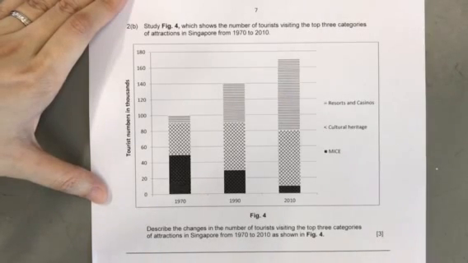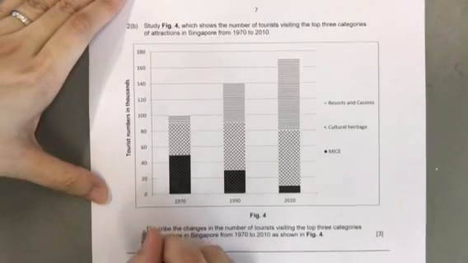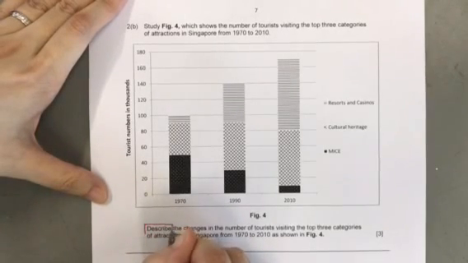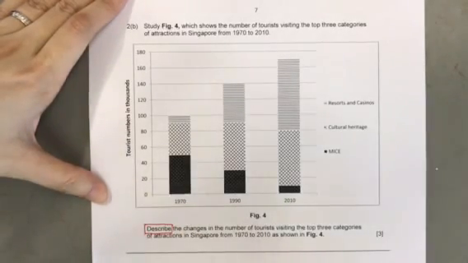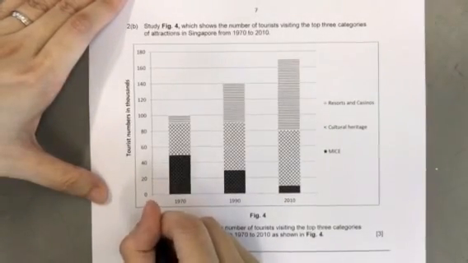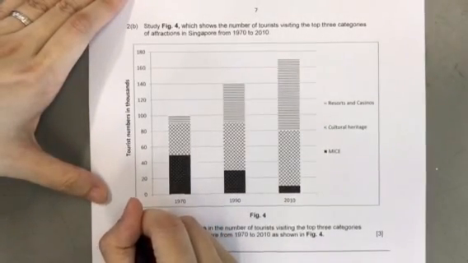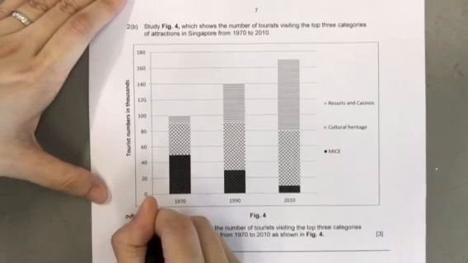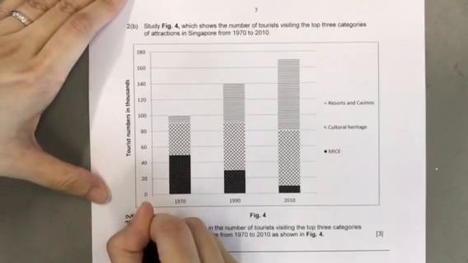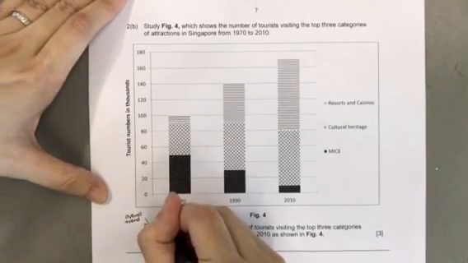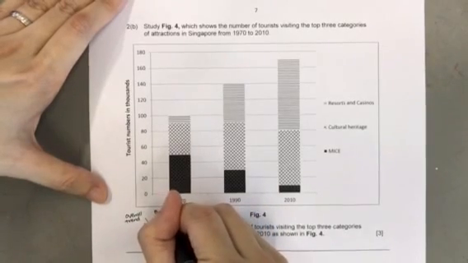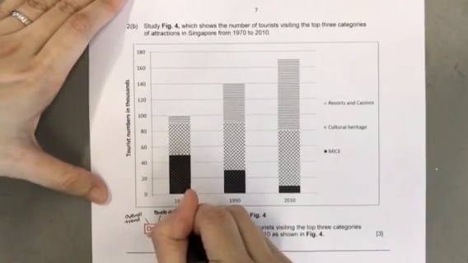Okay, the command word here for the question is describe. So box out the word describe. What is the meaning of the word describe here? The examiner would expect you to state the overall trend. The examiner would also expect you to quote data from figure 4.